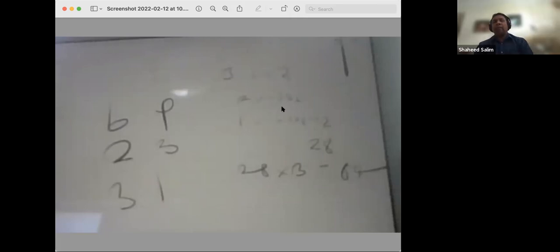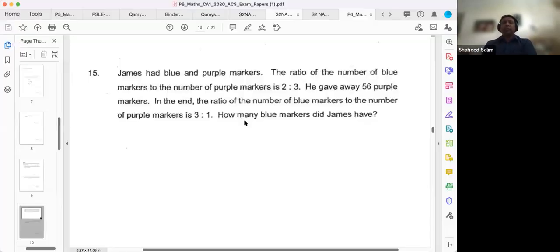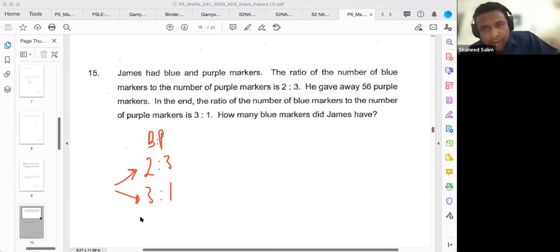So now, okay, I'm going to go back to down here. You write down like this, okay? You know that blue did not change. So now blue to purple, at first you had 2:3. At the end, you got 3:1. If you do like that, can you see this 2 is a different number? But actually, there is no change in the number of blue markers. Do you agree? So you must make both have the same number. You times by 3, you times by 3.